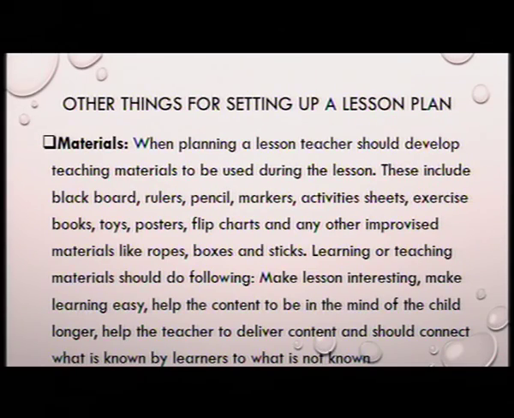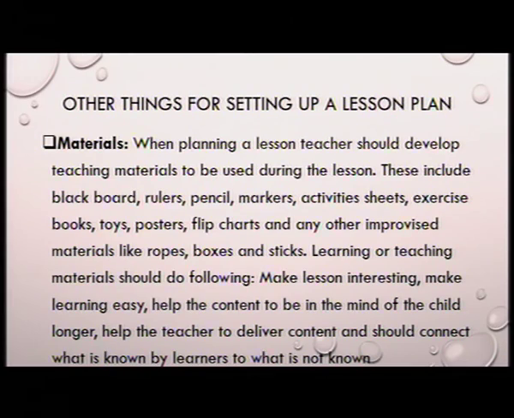Learning or teaching material should do the following. The main aim of teaching materials is to make the lesson interesting, make learning easy for the learner to understand, and help the content to stay in the mind of the child longer.